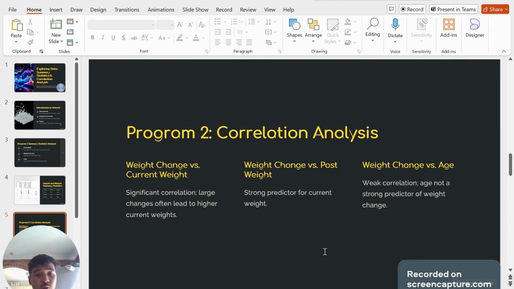Past weight shows up as a pretty strong predictor of current weight. In other words, where a person's weight is now is often related closely to where it was a year ago. Interestingly, age isn't a strong predictor of weight change. This tells us that other factors like lifestyle choices or past weight may have a bigger role in how someone's weight changes over time.